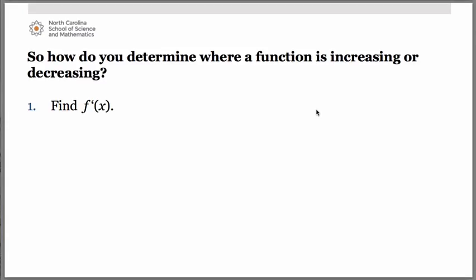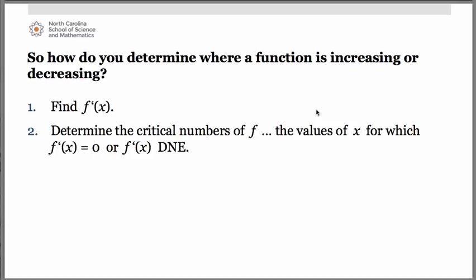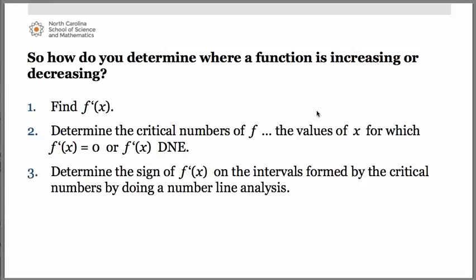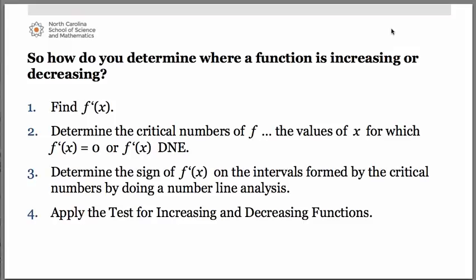So how then will we determine where a function is actually increasing or decreasing? Well, the first thing we'll have to do is find the derivative. Secondly, we will determine the critical numbers of the function, the values of x for which f prime of x equals 0 or f prime of x does not exist. Third, we will determine the sign of the derivative on the intervals formed by the critical numbers, and we're going to do this by way of a number line analysis. Finally, once we have our number line analysis, we are going to apply the test for increasing and decreasing functions.